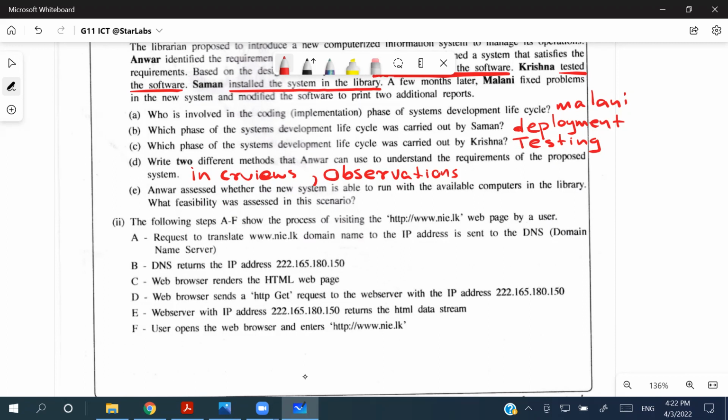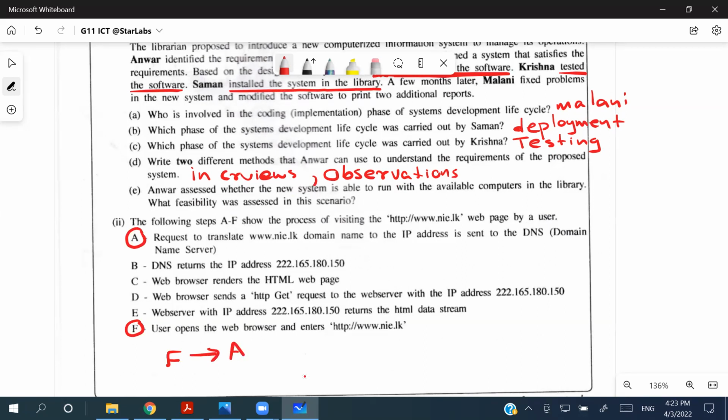So the request to translate, that's not the one which is happening very first. DNS returns, web browser renders, web browser sends, server with IP address. Yeah. So the F is going to be the very first thing to happen. User opens the web browser and enters http://www.ni.lk. When the browser has this, the browser sends this to the DNS, right? So request to translate ni.lk domain name to the IP address is sent to the DNS. So that means A. First it is F, then it is A.